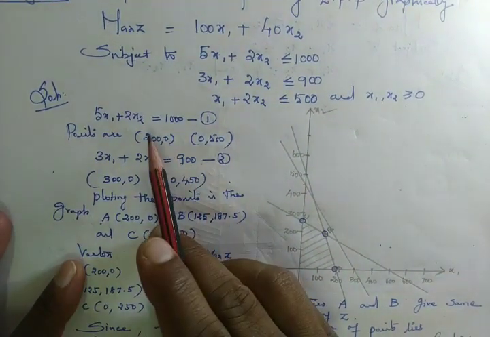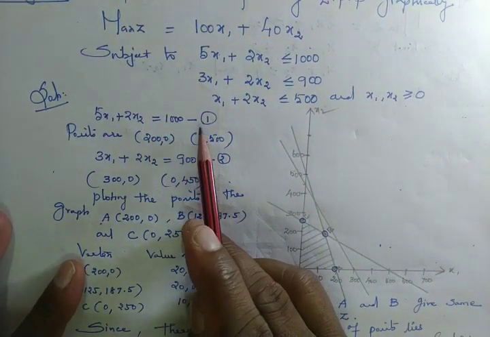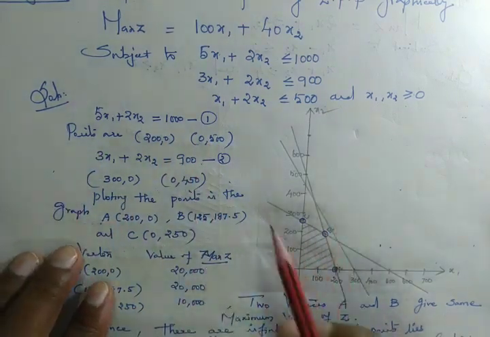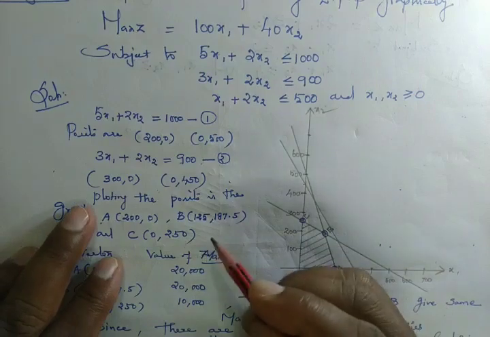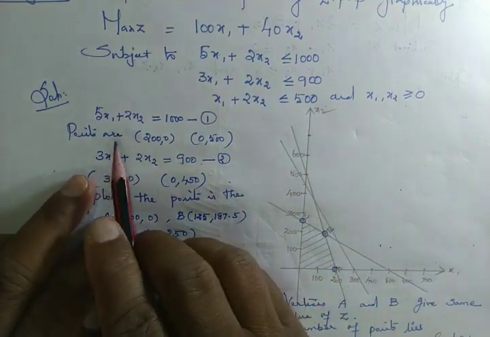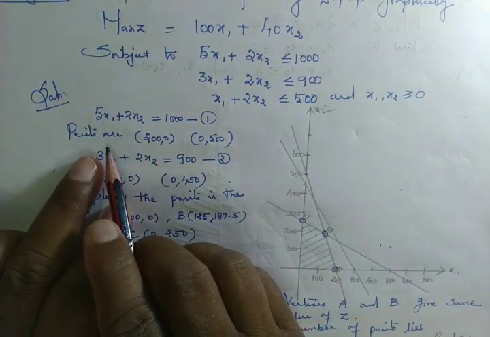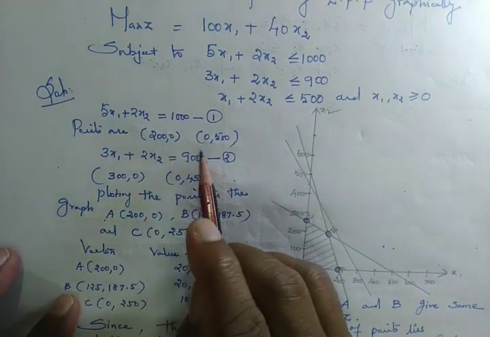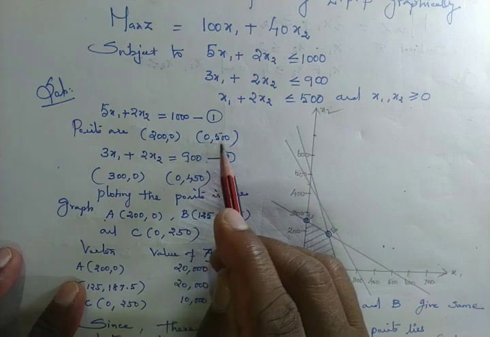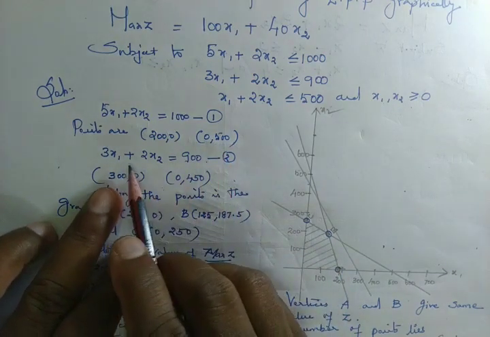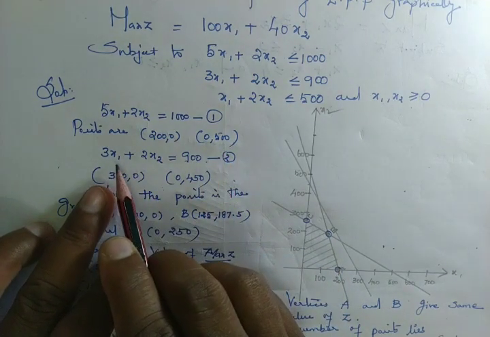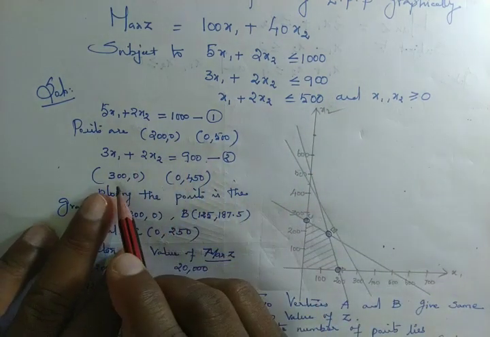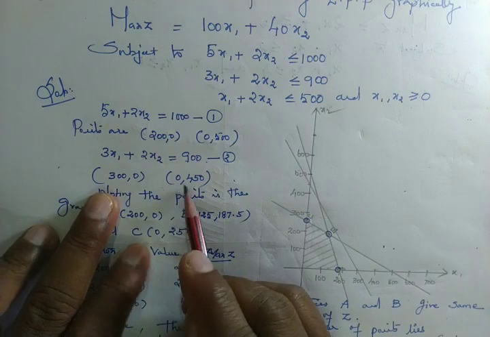we are going to put equality for each constraint and give it a name: constraint 1 for the first one, constraint 2 for the second, and constraint 3 for the third. Now you are going to find the set of points. For the first one, solving, we get the points 200 comma 0 and 0 comma 500. For the second equation, 3x1 plus 2x2 equal to 900, we get the points 300 comma 0 and 0 comma 450.